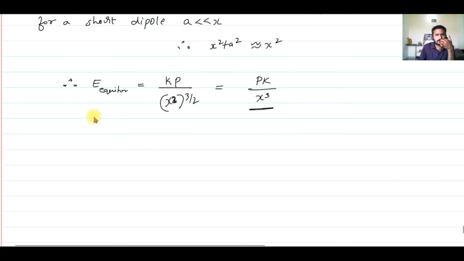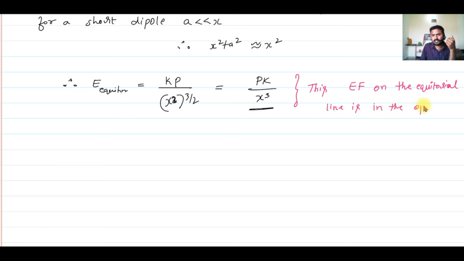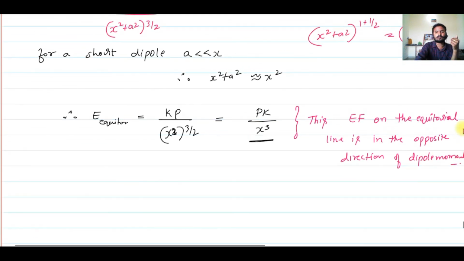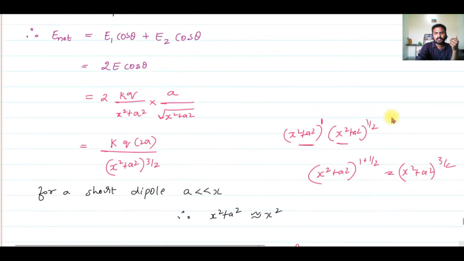Okay, so I can write this electrical field on the equatorial line is in the opposite direction of dipole moment. All right, opposite direction of dipole moment.